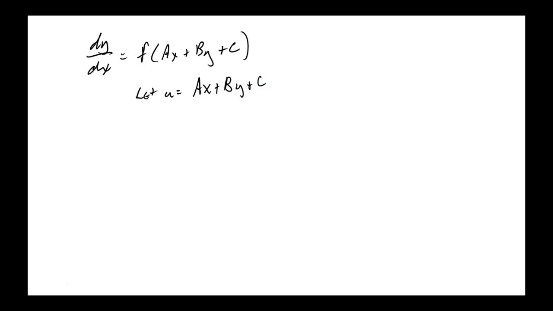Okay. Now, we've got a little bit to do here. We need to do, this will be by is equal to u minus ax minus c, wouldn't you say? Okay. And then divide by b, and that gives you what y is equal to. Okay? So with that in mind, let's do dy dx. And what would that be?